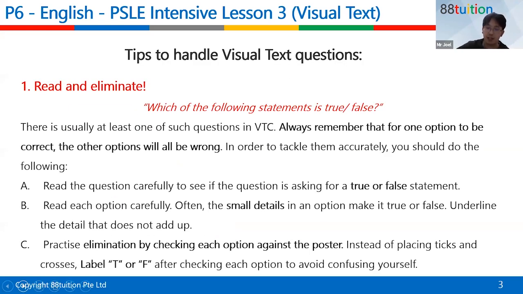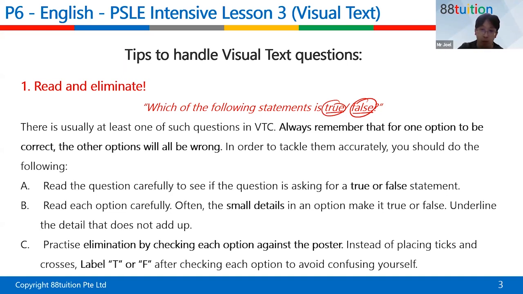Now, visual text, there are a few questions that really require you to read all the options, especially the true false questions, right? Like this one's the one that says, which of the following statements is true or false. So whether they ask you for which one is true or which one is false, these types of questions, you should always look at all four, A, B, C, D. Because if you assume that you're correct, because the poster says this, you are making a big mistake.